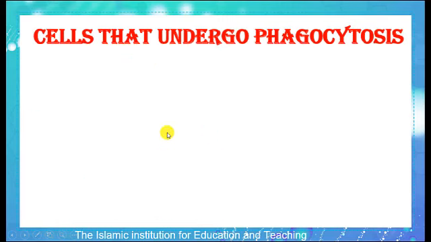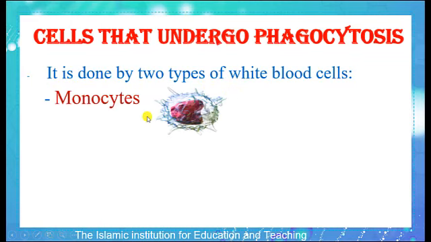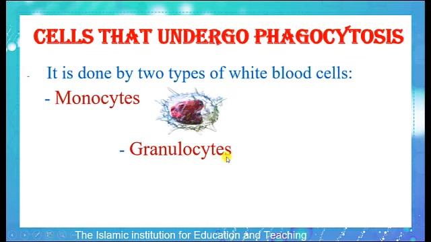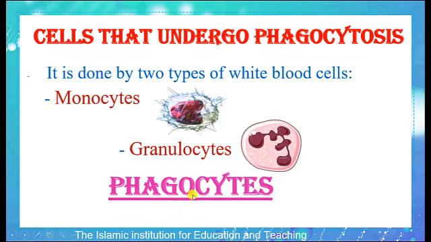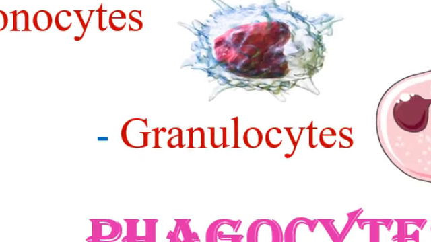What are the cells that will undergo phagocytosis? Phagocytosis is done by two types of white blood cells: monocytes, which will be changed into macrophages while passing into tissues, and the granulocytes. Since these two cells are the only ones that can perform phagocytosis, they are named phagocytes. Phagocytes are the cells that perform phagocytosis and are monocytes and granulocytes only.